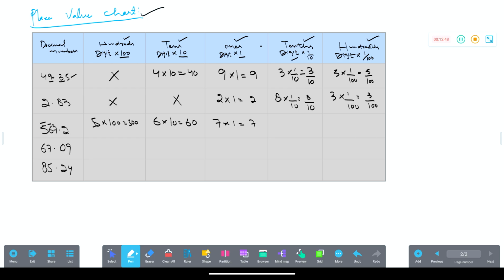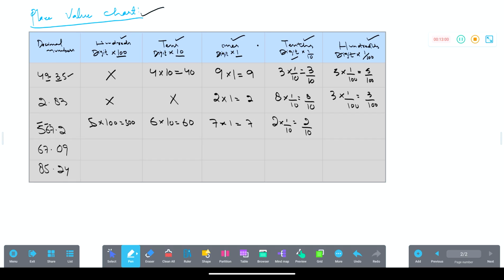Now carry on. After decimal point, it's 0.2. Point के बाद जो number आएगा, that's a tenth place. 2 into 1 by 10. That's equal to 2 by 10. Next, third one, fourth one, we're having 67.09. 67.09. So points से पहले ones place पे 7. It will be 7 into 1, that's again equal to 7.